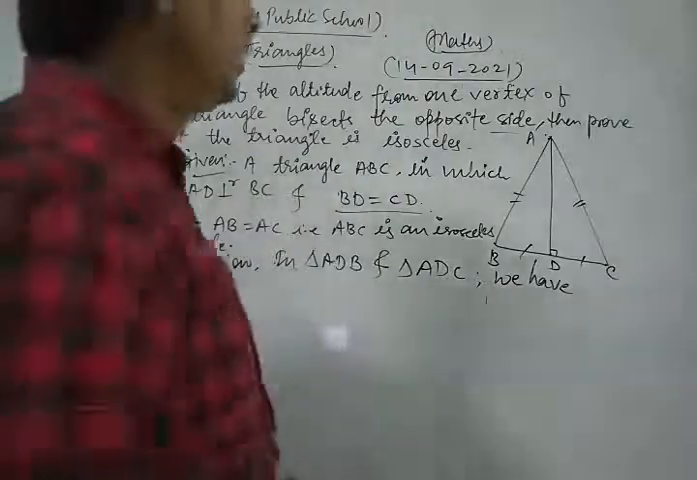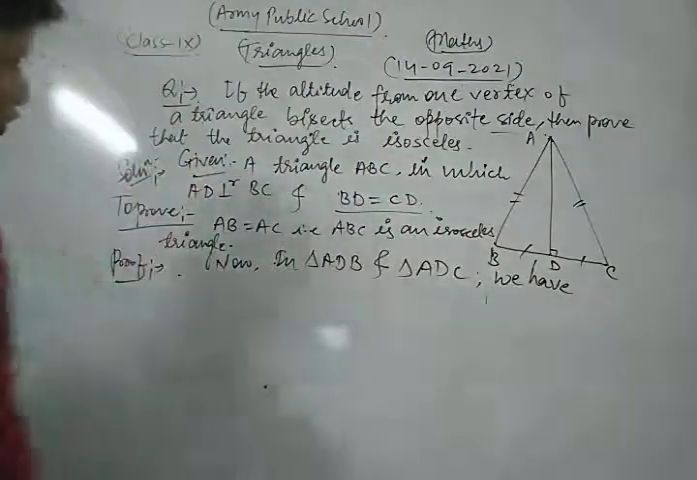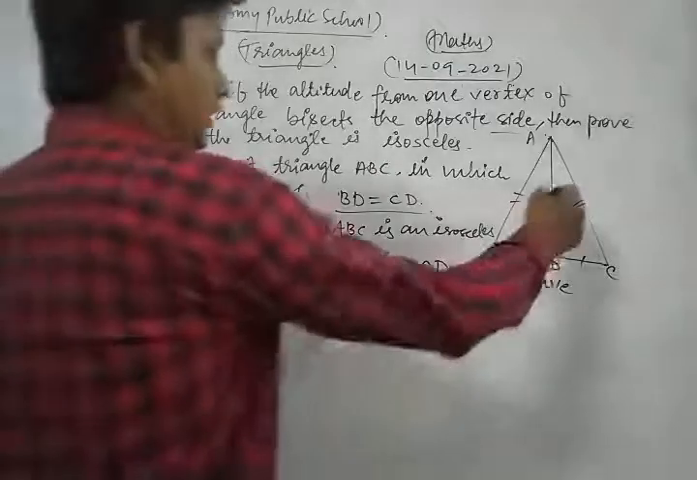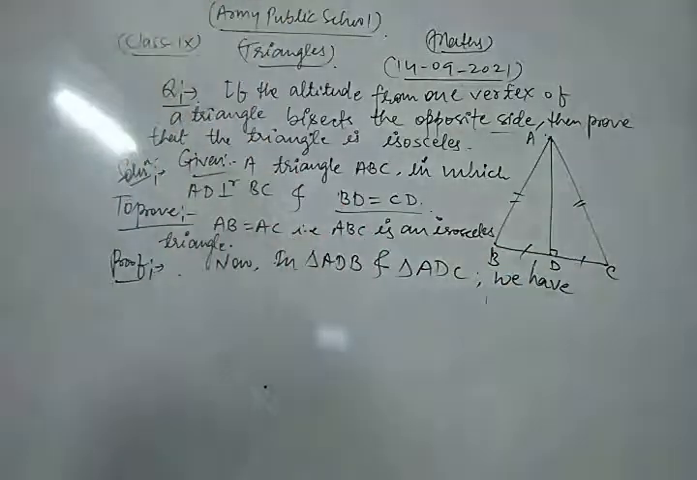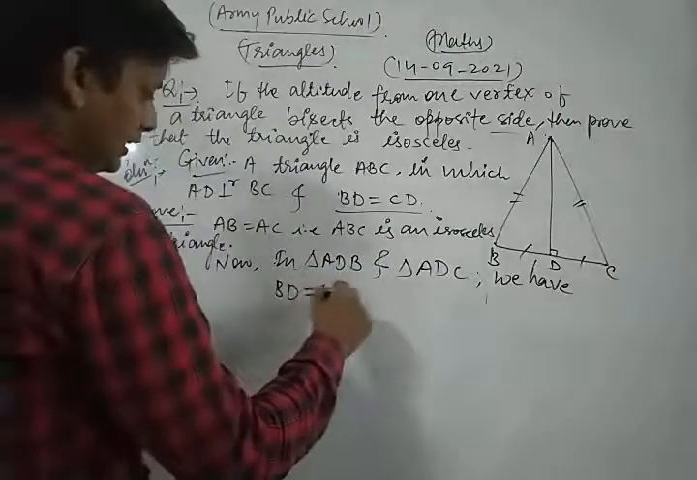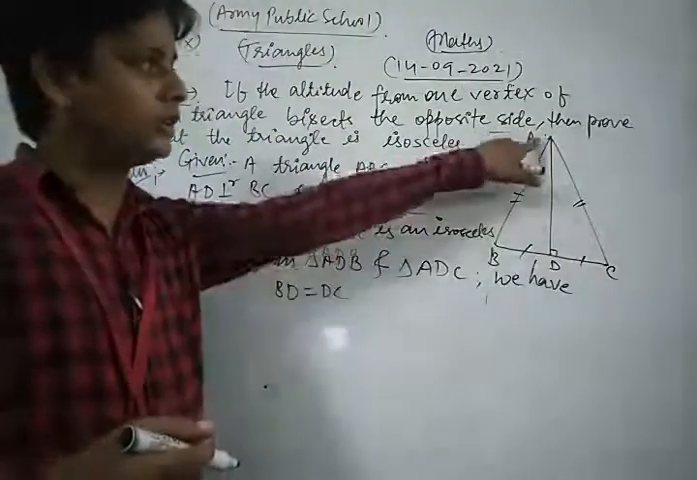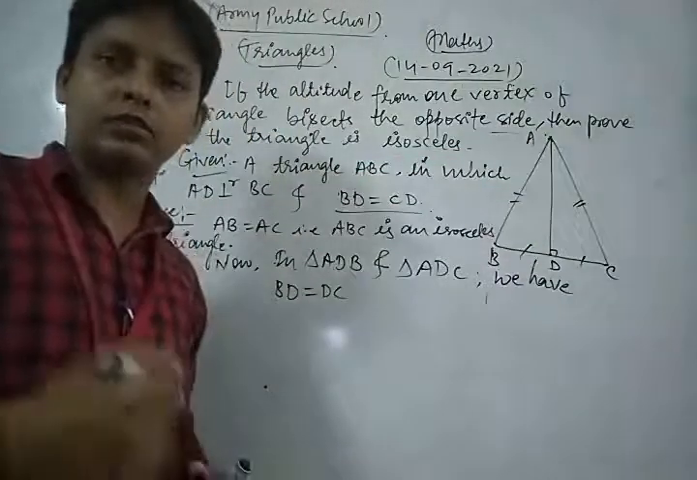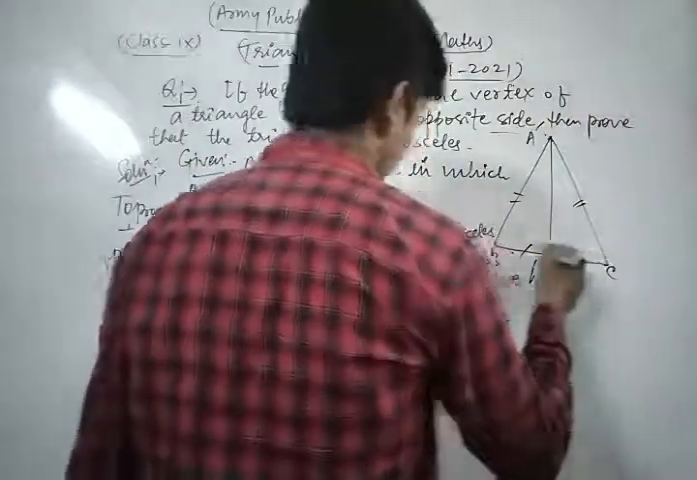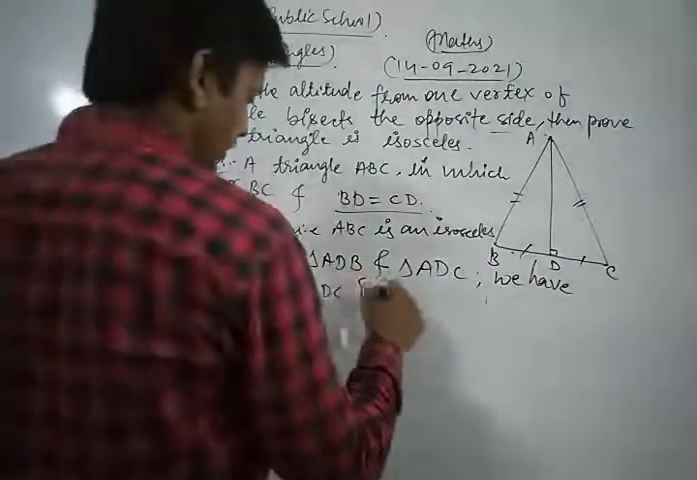Dear friends, in both the triangles, first, BD is equal to CD. BD is equal to what? DC. This is given because, according to the theorem, if the altitude drawn from a vertex to its opposite side bisects it, it means that BD is equal to DC. This is given.